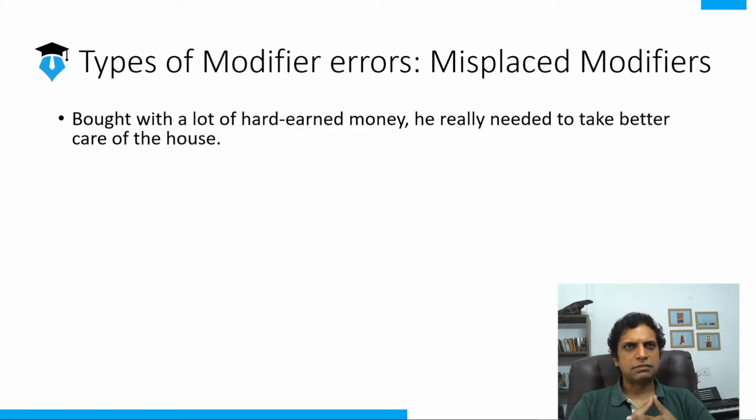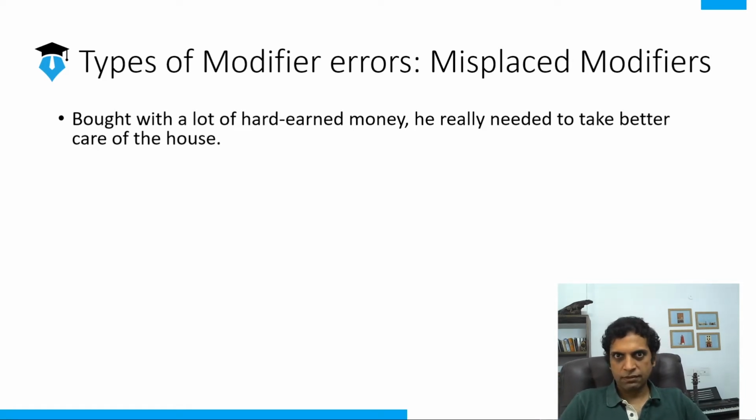So let's look at some examples. Misplaced modifiers. Once again, I will reiterate, nobody is ever going to ask you what is a misplaced modifier. This is just stuff you need to understand. You don't need to memorize the definitions themselves.